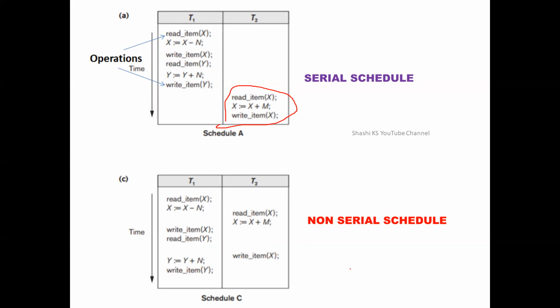I hope you get the point now. Serial schedule means a new transaction will start only after all the operations of the first transaction finish their execution. Non-serial schedule means the operations of both the transactions are going to be interleaved or mixed and they are going to run concurrently.